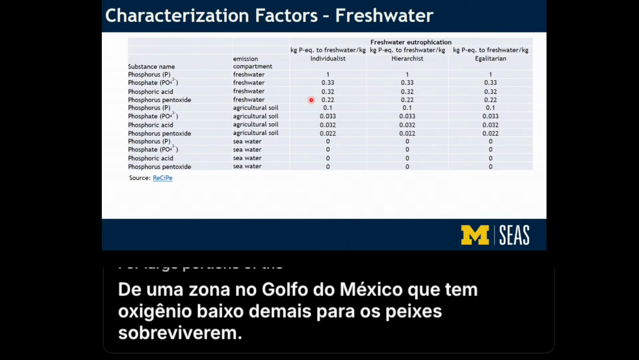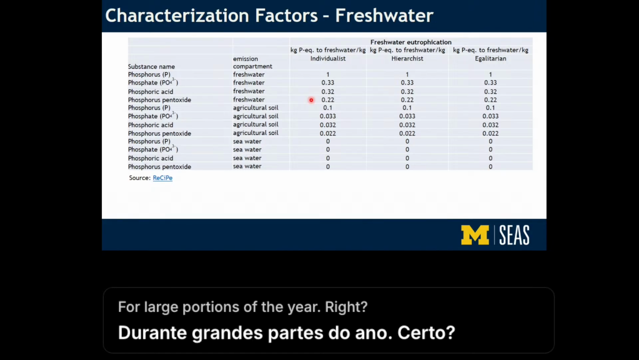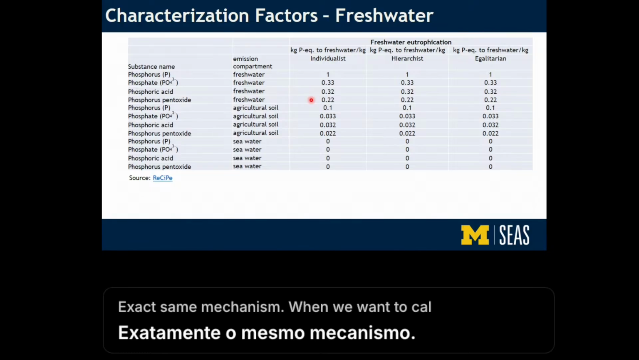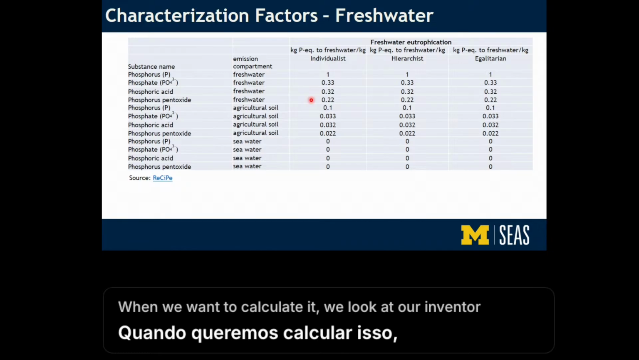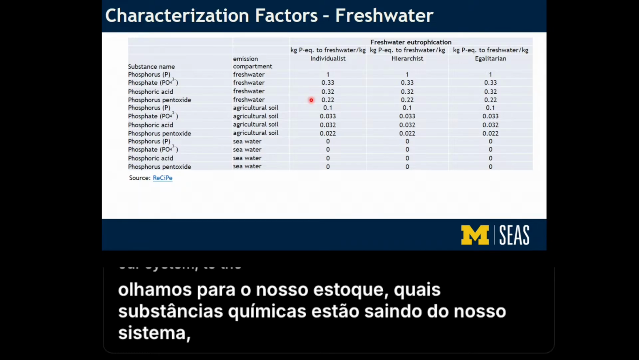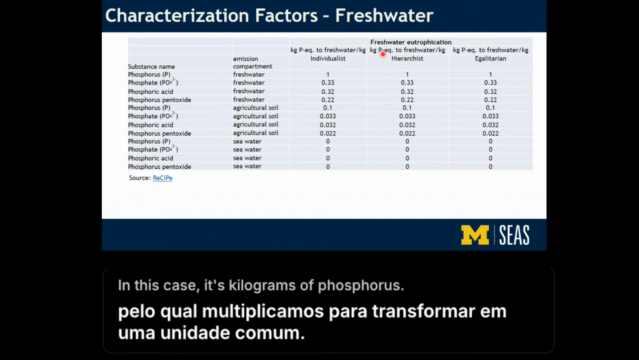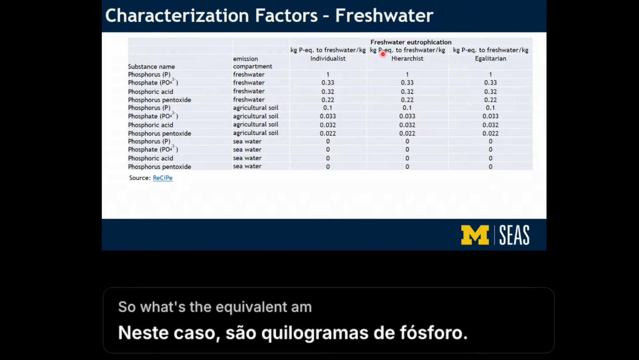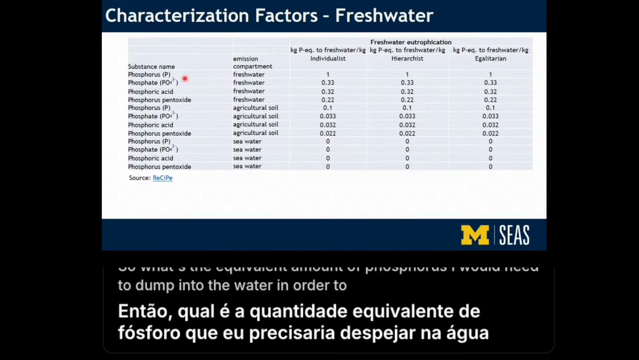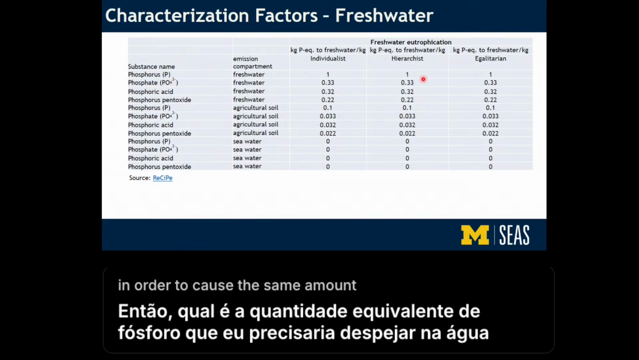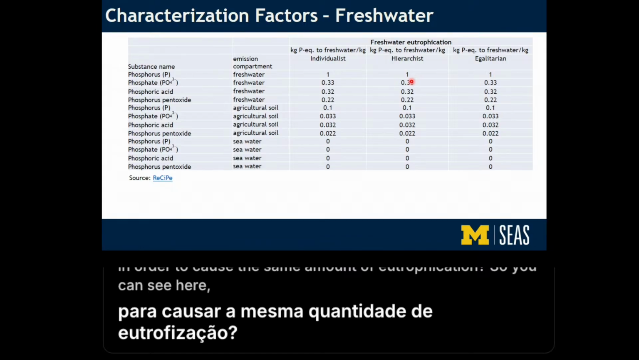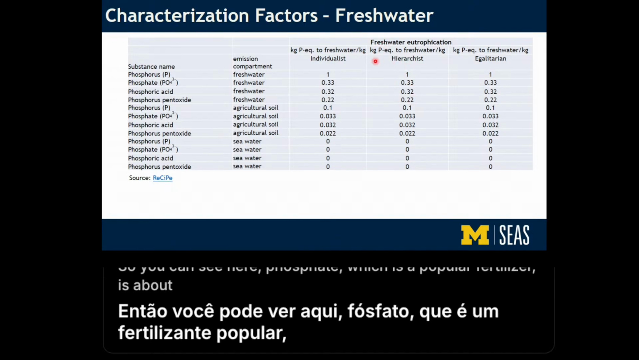Exact same mechanism when we want to calculate it. We look at our inventory, which chemicals are coming out of our system to the environment, and then we get the factor that we multiply it by to turn it into a common unit. In this case, it's kilograms of phosphorus. So what's the equivalent amount of phosphorus I would need to dump into the water in order to cause the same amount of eutrophication? So you can see here phosphate, which is a popular fertilizer, is about 1/3 as potent as 1 kilogram of pure phosphorus.